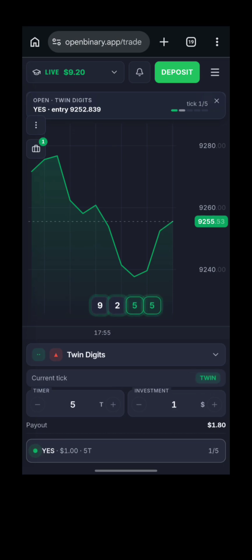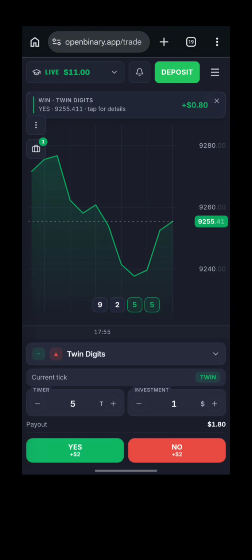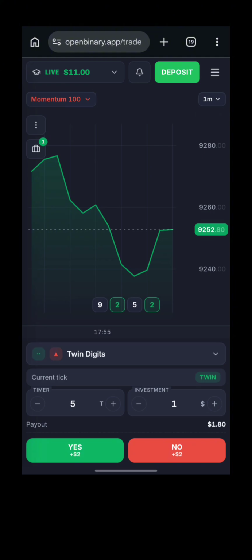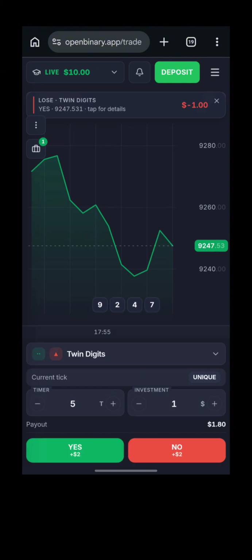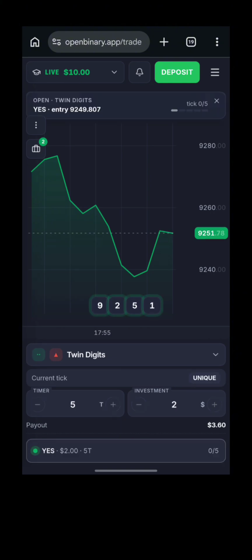Now I saw two repeated digits, and now we are up and we have repeated digits there, and yep, that was a win of 0.8 USD, and we're now up 11 USD. So I'm going to wait again for repeated digits. There we have it. Okay, and that was a loss right there. So if a loss happens to come our way, I'm going to increase my stake to $2. Okay, so I'm going to wait for another opportunity.